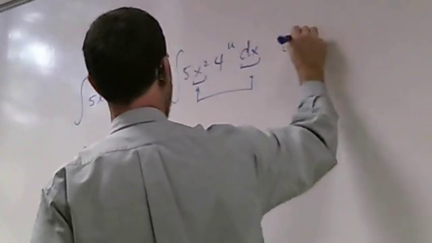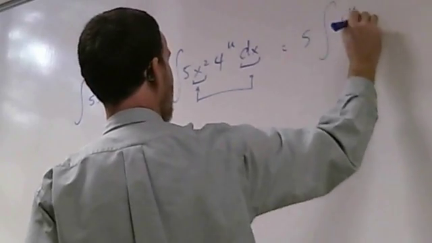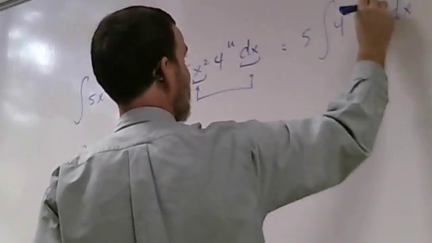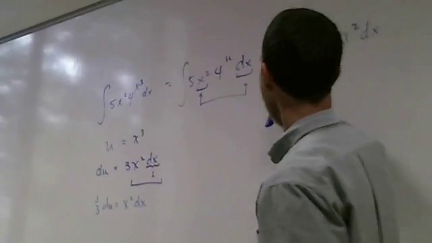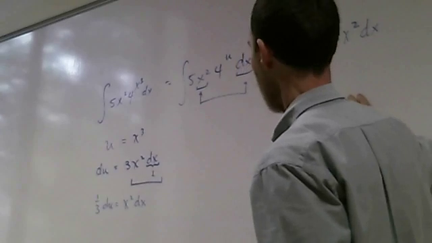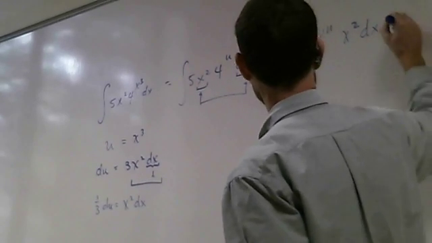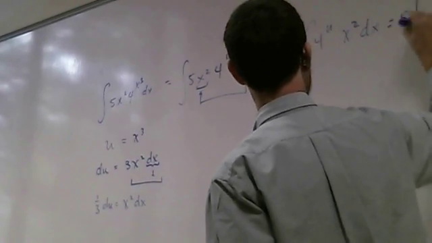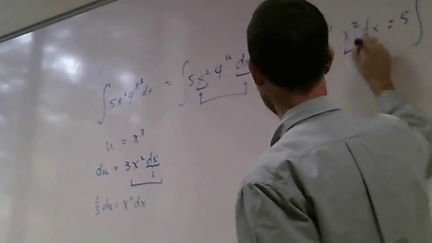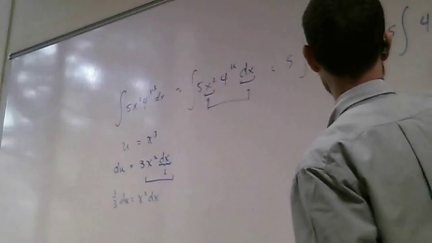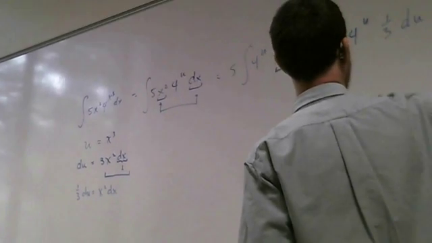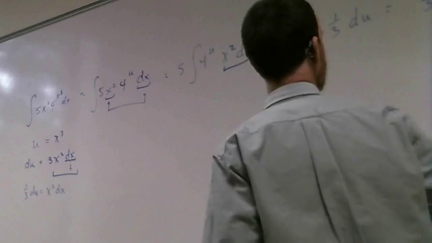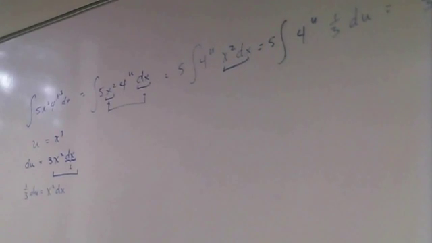I'm going to pull the 5 out front. I'm going to just write it like this. You don't need to show all these steps, but I will this time. Pull the 5 out front, reorder what's on the inside. So that's 5 integral 4 to the u. We figured out that's 1/3 du. So now the whole thing's 5/3 integral of 4 to the u du. Questions on any of those steps?